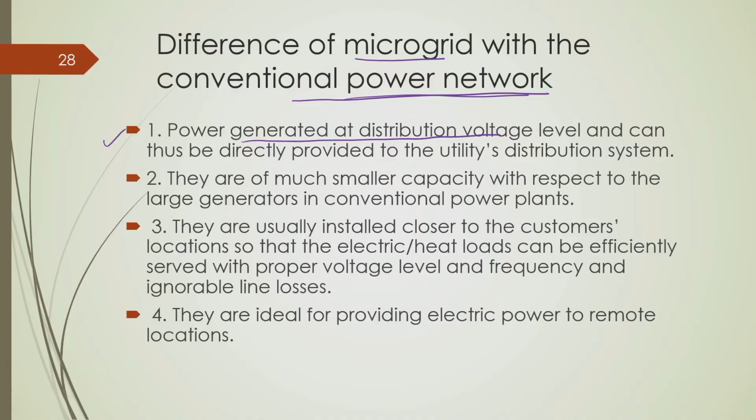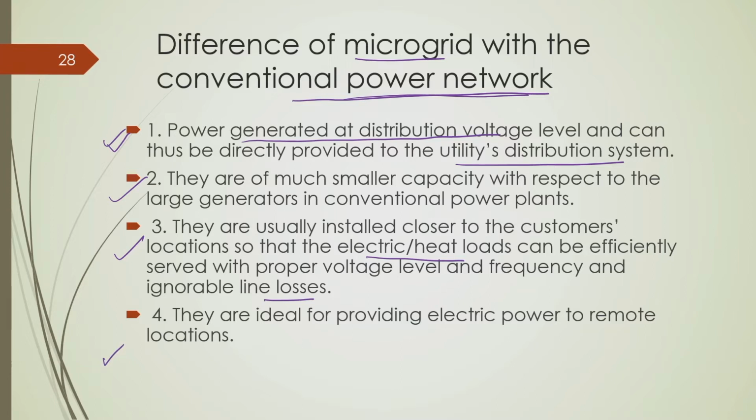But here in microgrid, generation is at distribution voltage level, particularly utilization voltage level, and therefore they can be directly connected to the utility's distribution system. They are of smaller capacity with respect to conventional generators, it is obvious. They are closer to the customer's location, and therefore the electricity or heat being generated can be effectively supplied to the customer with reduced losses. Losses here stands for both electrical or energy losses as well as losses in heat. They are ideal for supplying electric power to remote locations as well.